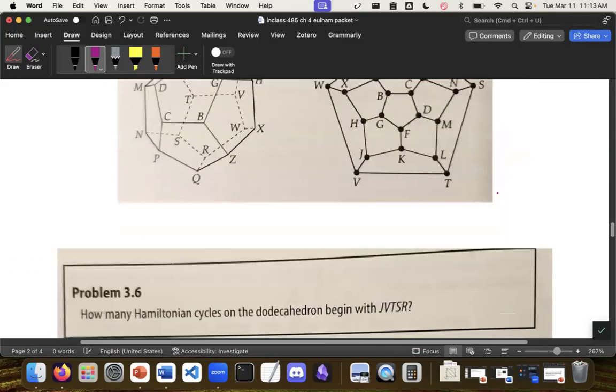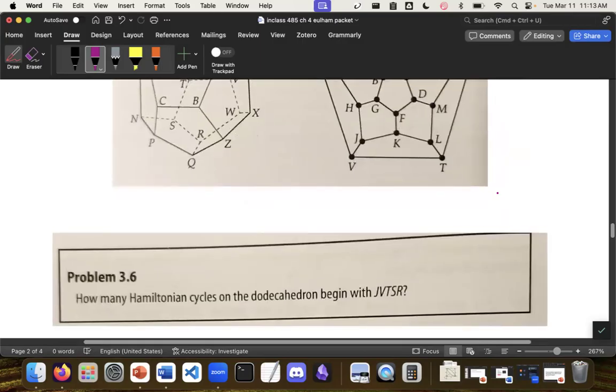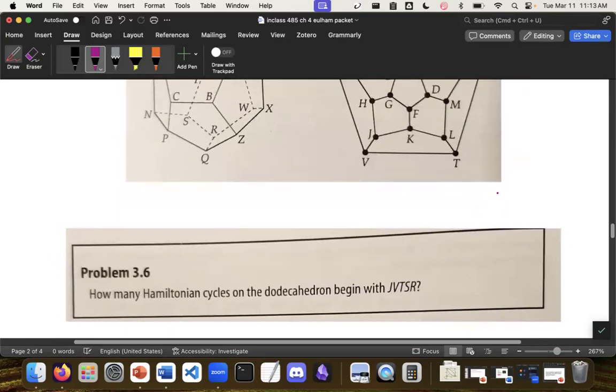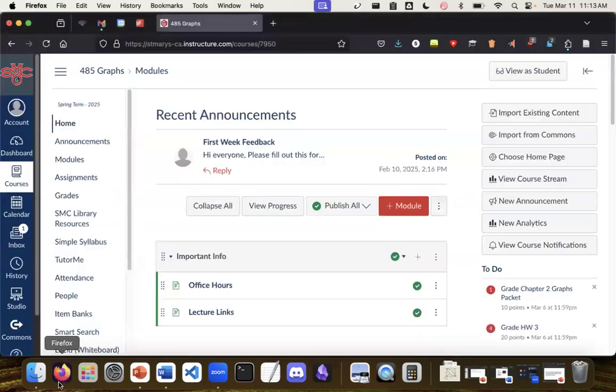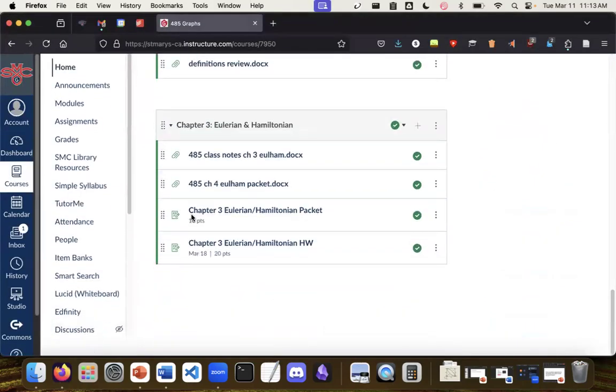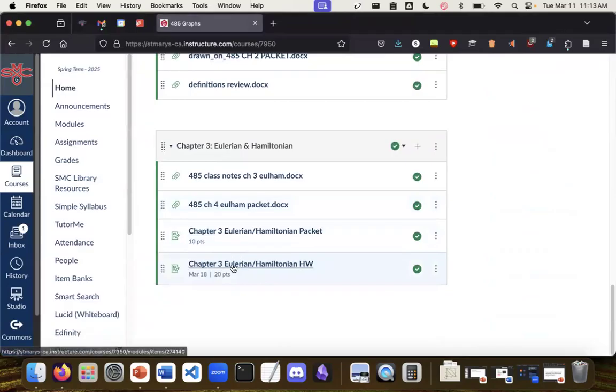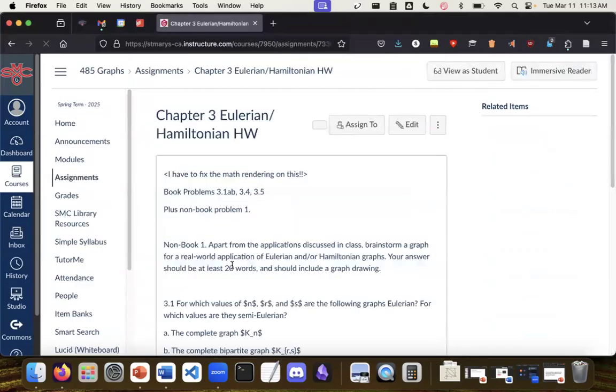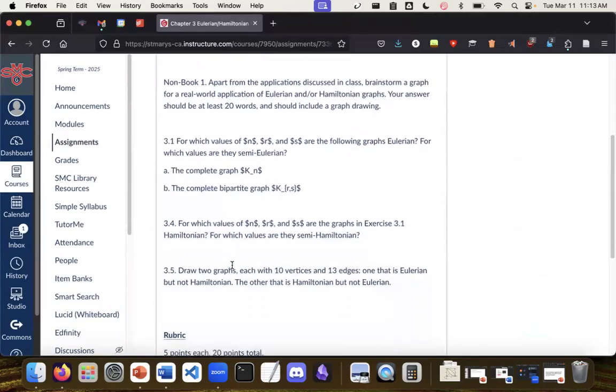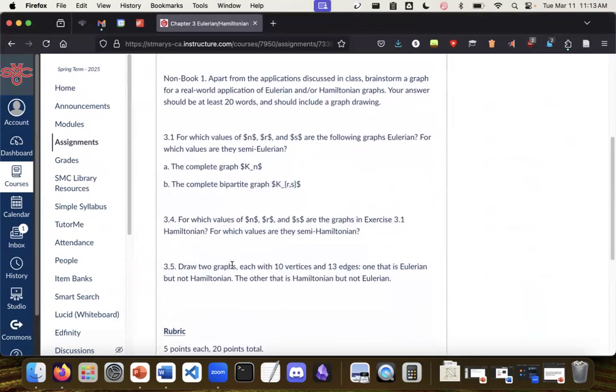Okay, so the plan is next time we'll cover Hamiltonian. That may not take the whole class, so we might start digraphs next time. I'll prepare for that. I want to tell you that the homework is posted. I have to fix the math rendering on this.